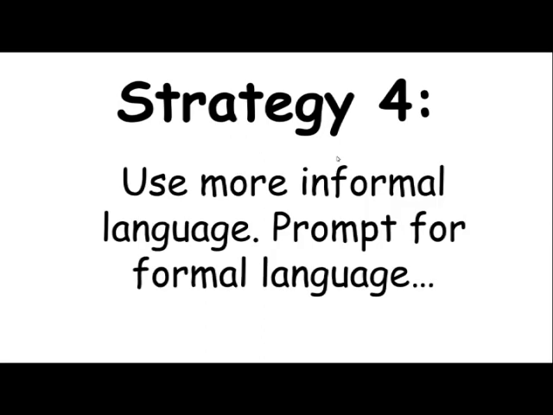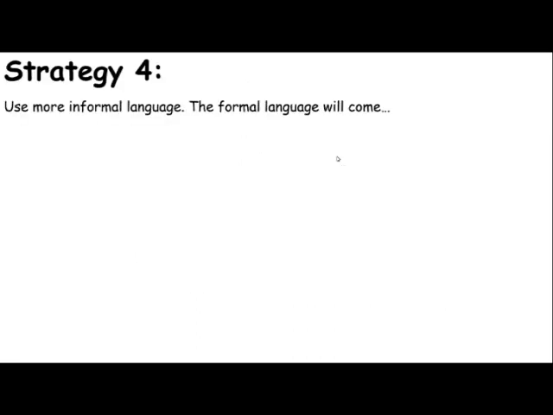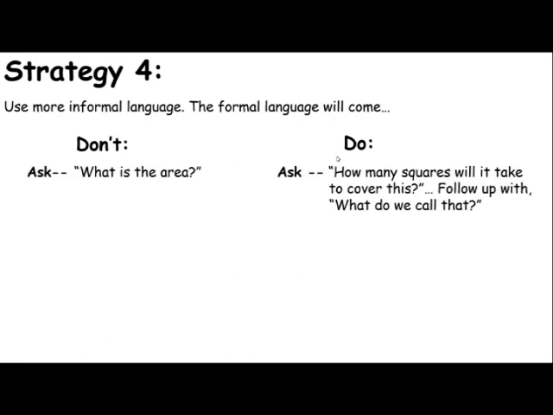Strategy number 4, we want to make sure we're using informal language with our students before using formal language. So for example, I don't want to ask my student necessarily right at the beginning, what is the area? What I want to do is ask them, how many squares will it take to cover this? And then we go back and prompt them for the term area.